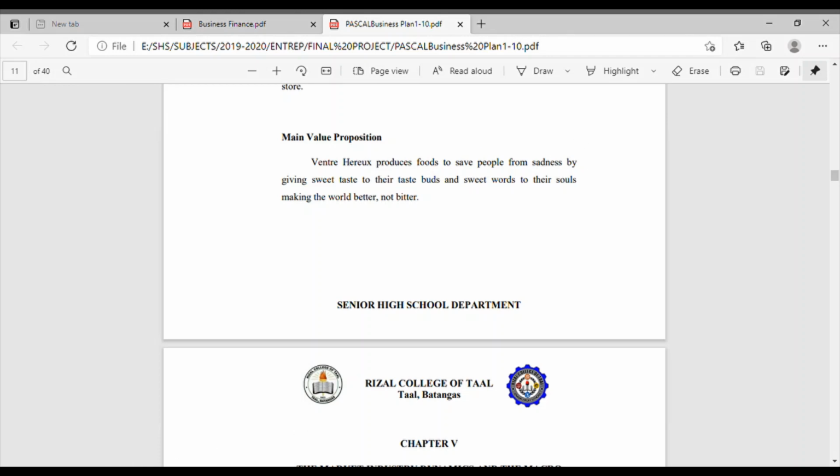Ito yung main value proposition ng group ni Nasai. Ventre Eurox produces foods to save people from sadness by giving sweet taste to their sweet buds and sweet words to their souls, making the world better, not bitter. So, yan yung main value proposition. Again, it is different from the tagline.